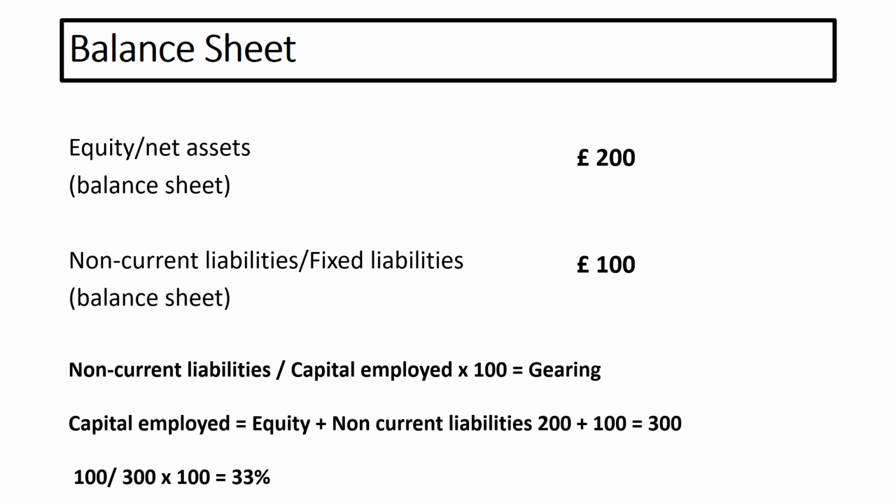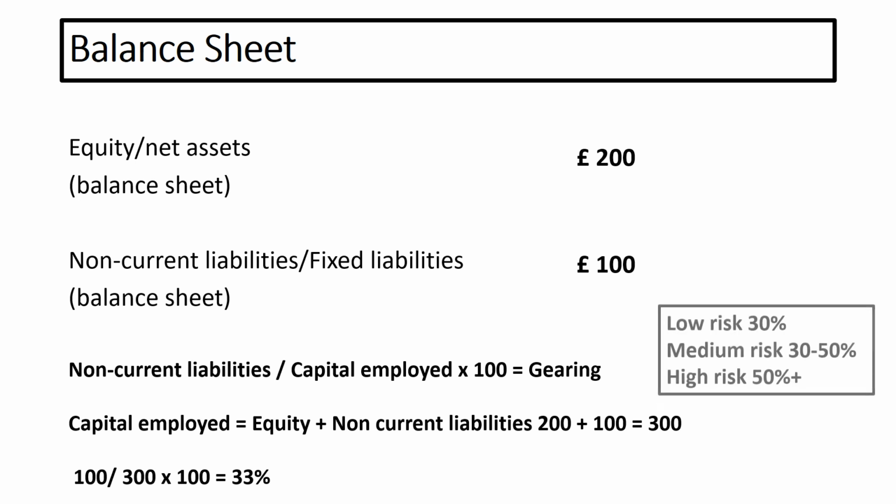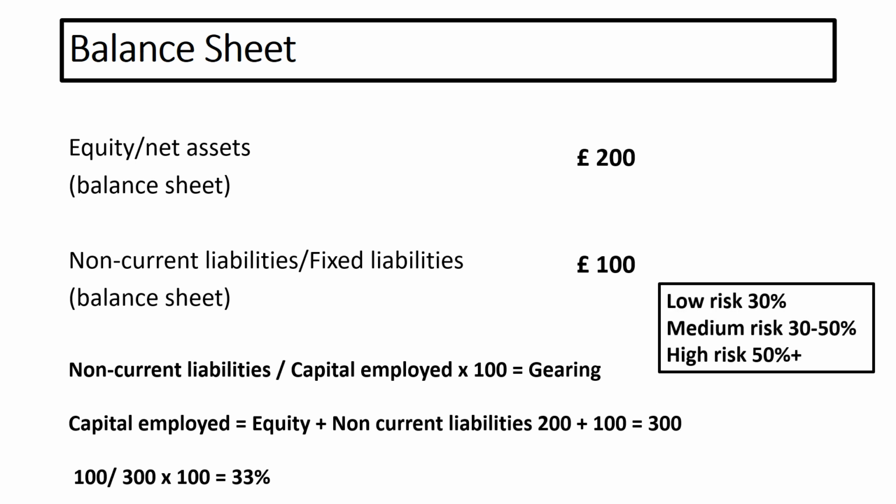Now, is 33 good? Is 33 bad? Look at this. A low risk business will have borrowed less than 30%. So our business here is pretty low risk. Medium risk, 30 to 50%, and high risk, 50%.